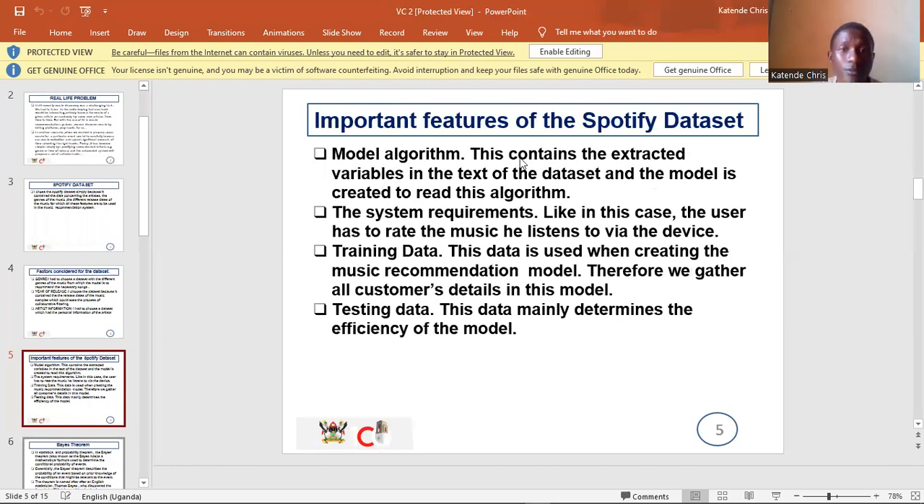So the important features of the Spotify dataset, this is the model algorithm. This contains the variables in the text of the dataset, and the model is created to read this algorithm. System requirements: in this case, the user has to rate the music he listens to on the device he's using. Then training data, which is the data I'm going to use to create the music recommendation system. Then testing data, which mainly determines the efficiency of the model.